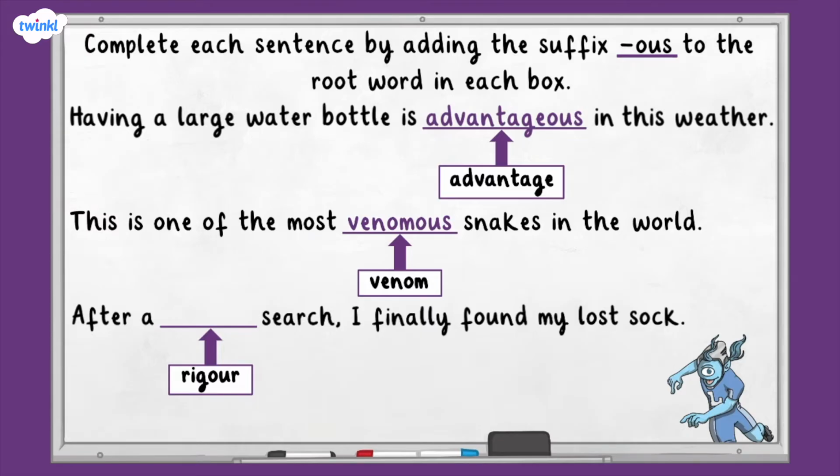Finally, we have the sentence, after our rigorous search, I finally found my lost sock. Did you spot the rule that the word rigor follows? As rigor ends in O-U-R, we need to remove the letter U before adding the suffix ous. This means that rigor becomes rigorous. Rigorous is spelt R-I-G-O-R-O-U-S.